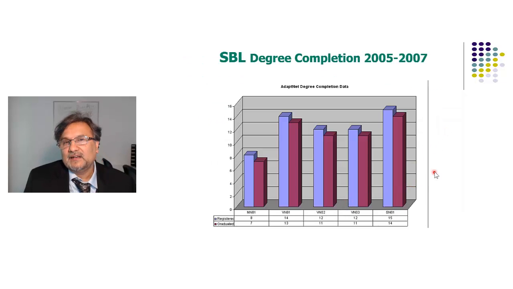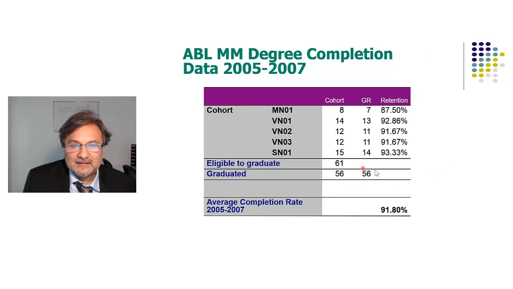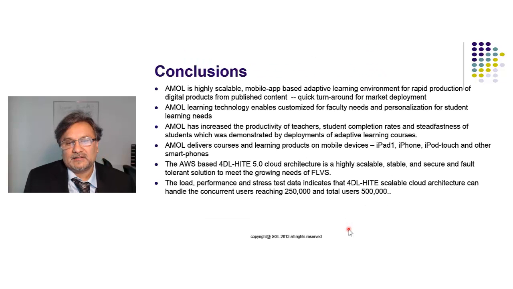We followed over a 2-year period about 61 students, and we found that with adaptive learning, 56 students all completed, a 91% completion rate.